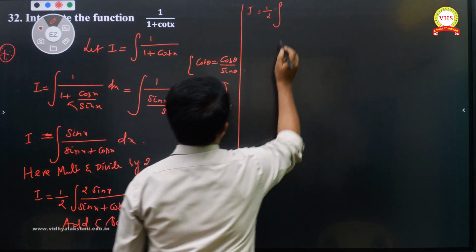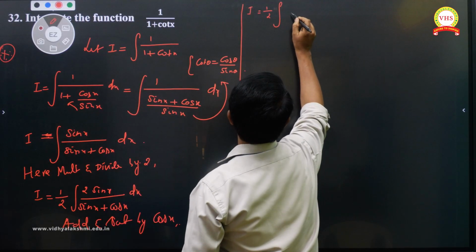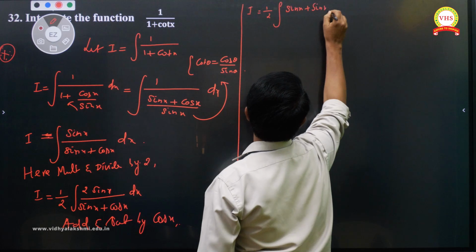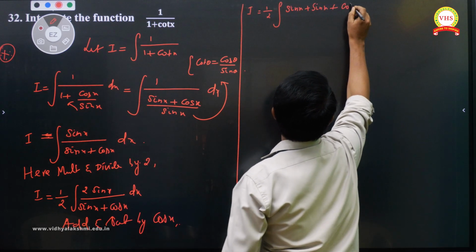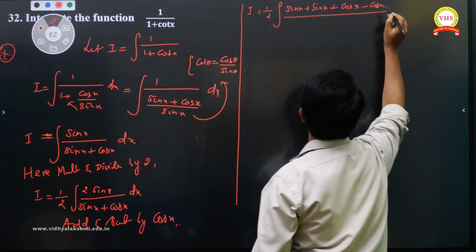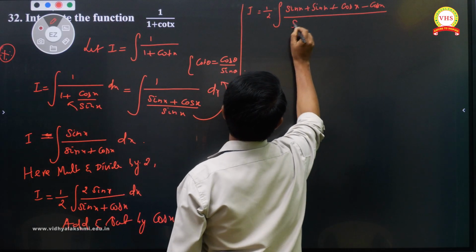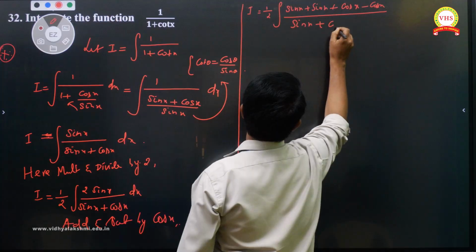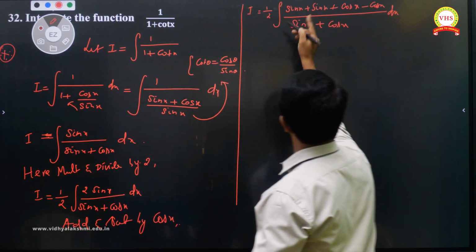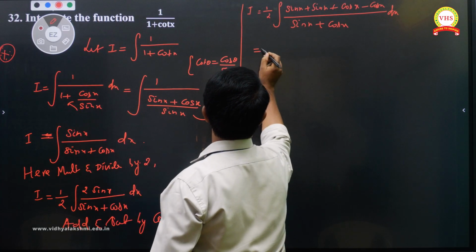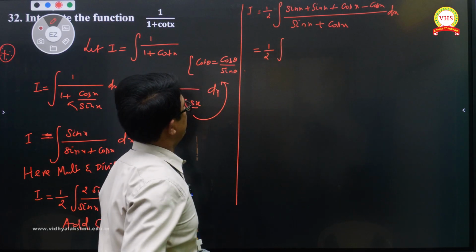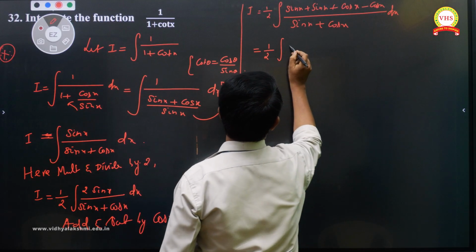What do we get? I am going to rewrite the 2 sin x as sin x plus sin x, plus cos x minus cos x, adding and subtracting cos x. Then sin x plus cos x into dx. Be careful up to this coming step. Now I am going to separate the numerator over the denominator. You take sin x and cos x as the first term.